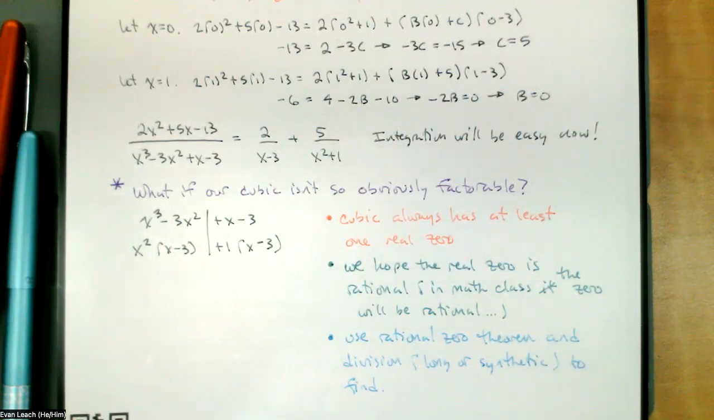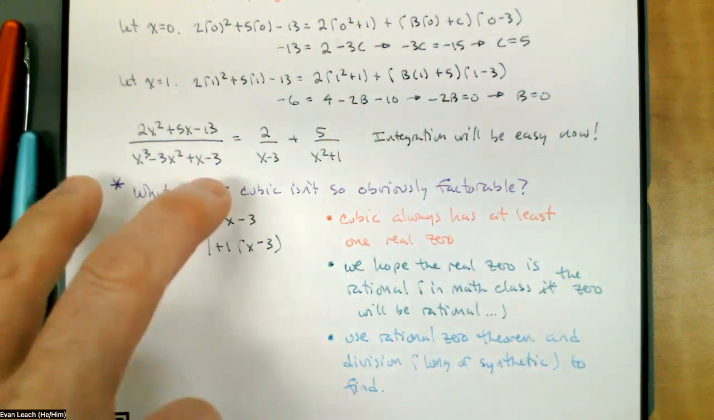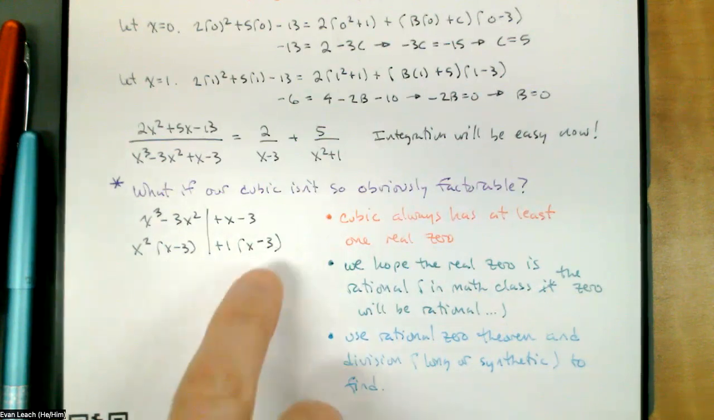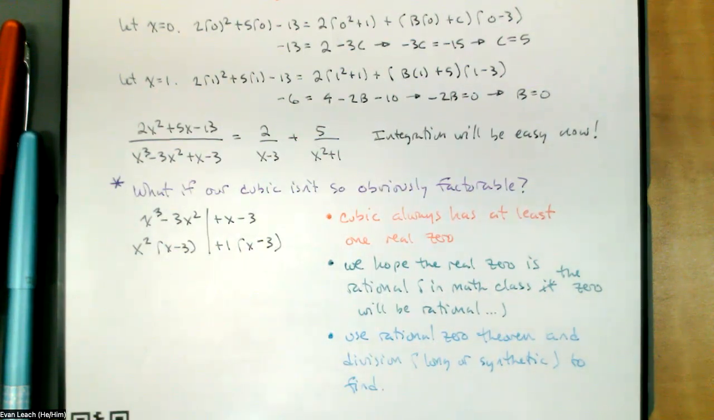So we do know that a cubic will always have at least one real zero. We are going to have to hope that that real zero is rational. And then we can use the rational zero theorem and division, either long or synthetic, to find out what it is. So this polynomial here leads with a 1 and ends with a 3. So our possible zeros are plus or minus 1 or plus or minus 3. We only have 4 to check. I mean, we know which one it's going to be, but there are only 4 to check if we didn't know.